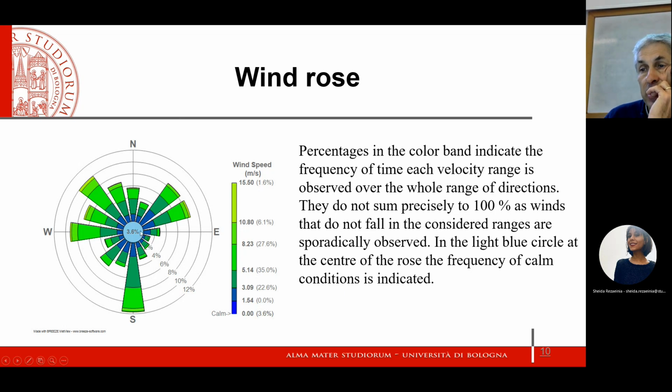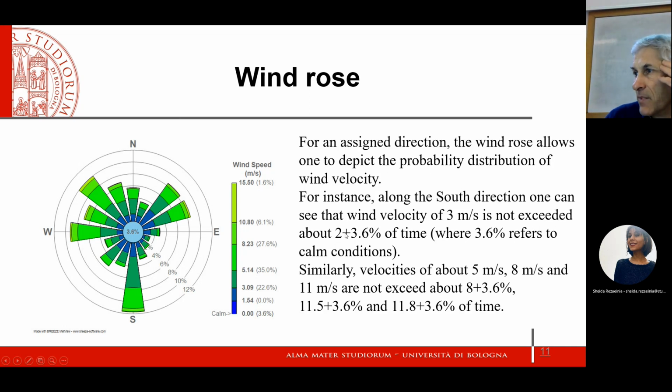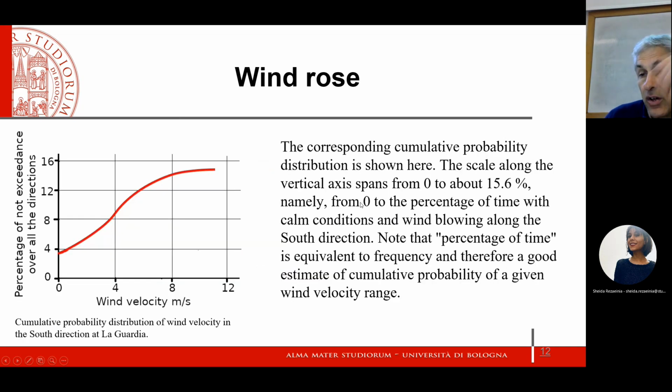Now, how can we determine, for instance, along the south direction, the probability distribution? I think I already made these computations, just discussed. This is something just to clarify. This is the probability distribution. So along the south direction at LaGuardia, the probability distribution sums up to just a little bit lower than 16%, because in the south direction I have 16% of the winds.